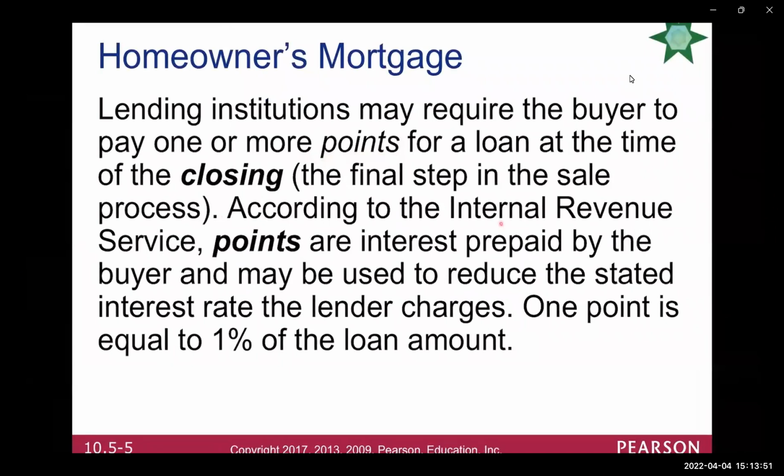According to the IRS, points are interest prepaid by the buyer and may be used to reduce the stated interest rate the lender charges. So I guess it's a way to reduce the interest rate. If you pay points up front, that could drop your interest rate, which might be good in the long run. 1 point is equal to 1% of the loan. So 2 points would be 2%. 3 points would be 3%.